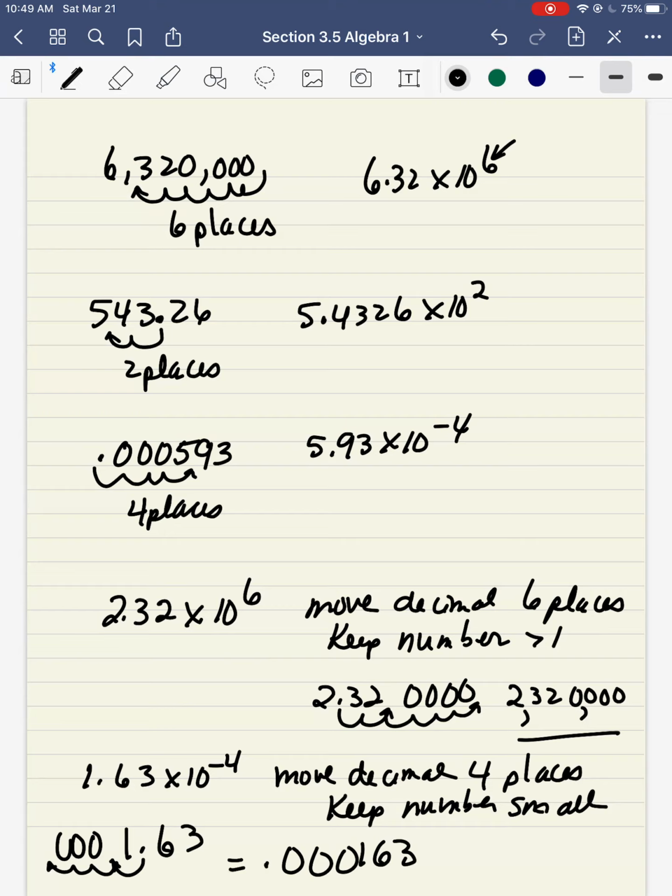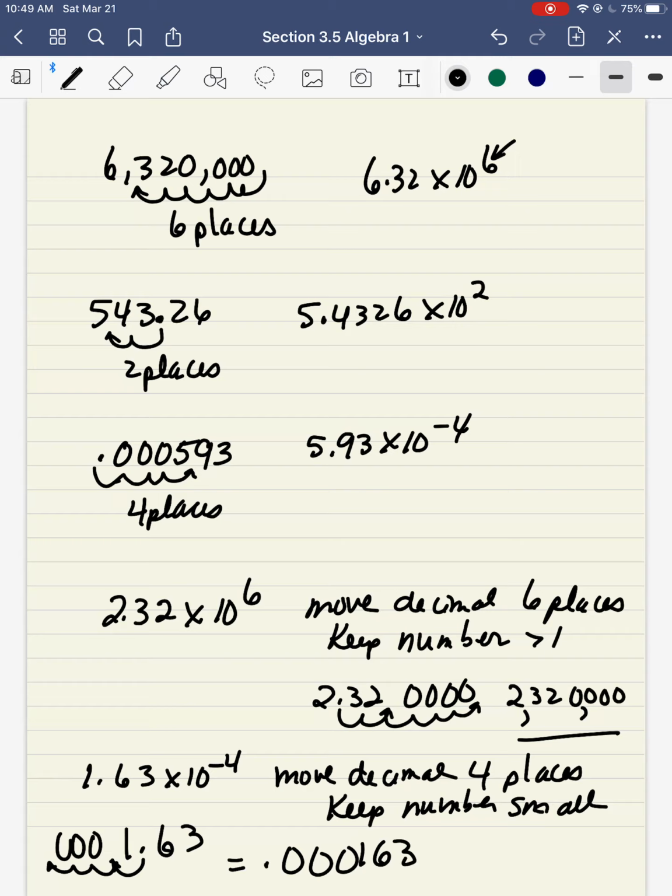When I have a decimal number such as this, 0.000593, this number is between 0 and 1. I still have to get the decimal over in between the first 2 digits. That requires me to move it 4 places. So the new number in scientific notation is 5.93 times 10 to the minus 4. It's a minus 4. The 4 represents the places. It's a minus 4 because the original number is a decimal number between 0 and 1.